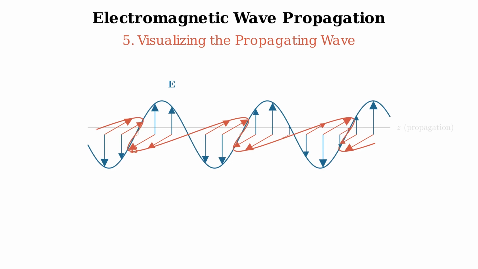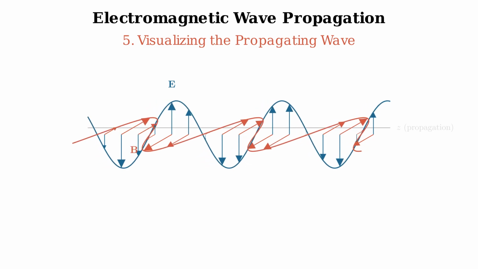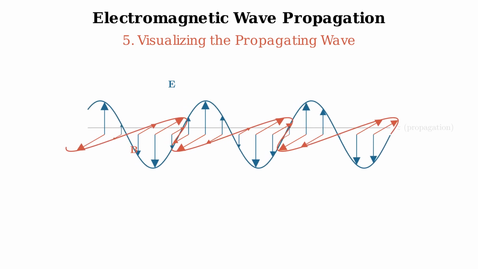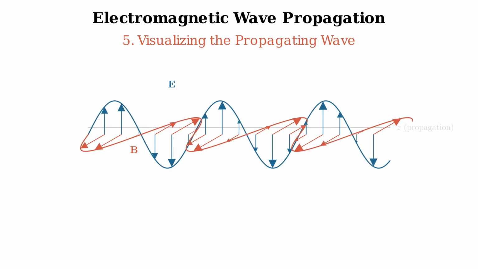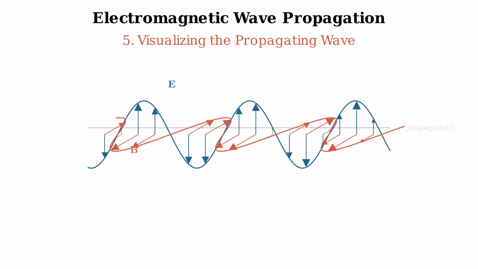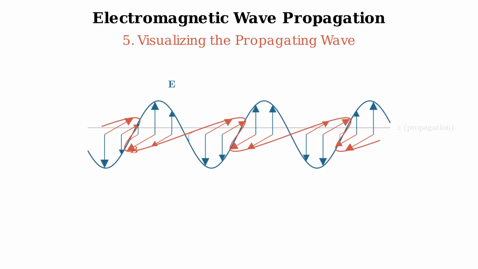Let us visualize this propagating wave. The wave travels along the z-axis. The electric field oscillates in the vertical plane. The magnetic field oscillates in the horizontal plane, which we draw tilted to give a 3D perspective.